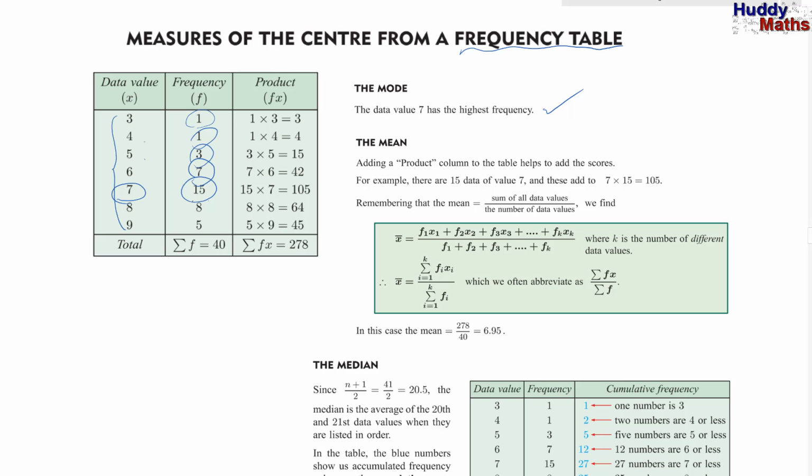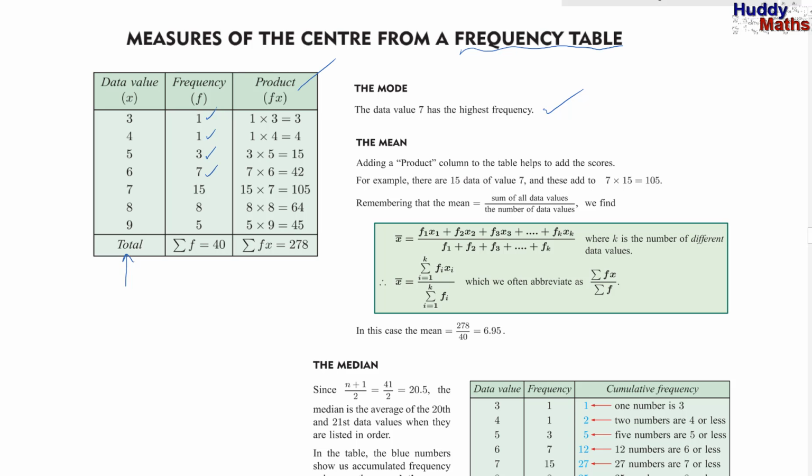Okay, now we've got to add all these up. So this is a bit of a trap, because let's just rub this out here. Because if you started adding these up, they are the data scores, you'd be wrong, wouldn't you? Because you've got 1 of the 3s, 1 of the 4s, but 3 5s, 7 6s.